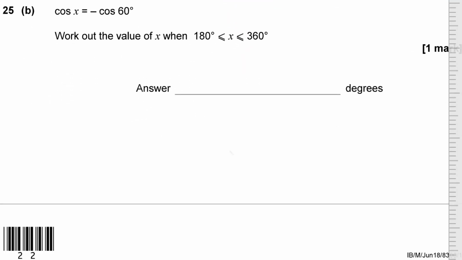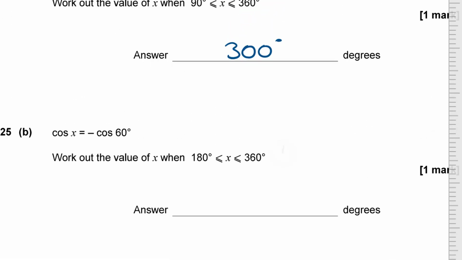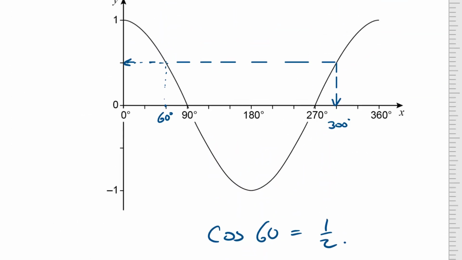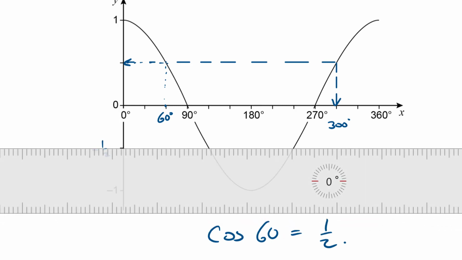Okay, part B says cos x equals negative cos 60. Work out the values when x lies between 180 and 360. Well, cos 60 is a half, so negative cos 60 is negative a half. So now we need to look along our graph at negative a half. Here's negative a half, halfway between 0 and negative 1. Again, if I draw a line from negative a half, you can see it intersects my graph in two places. Come on, ruler, sort it out.